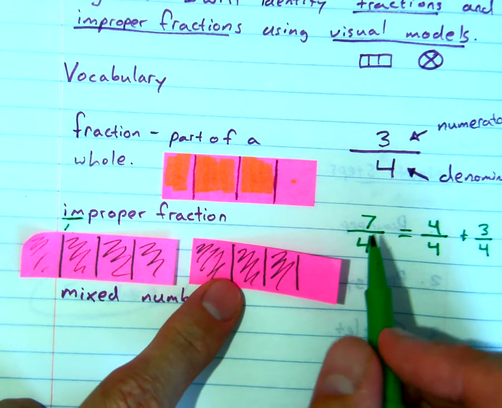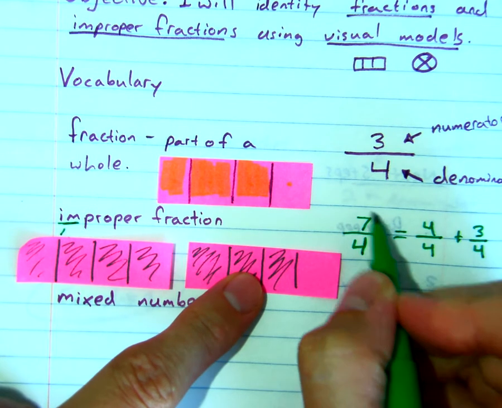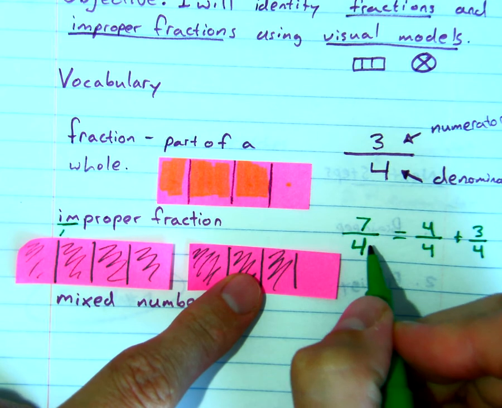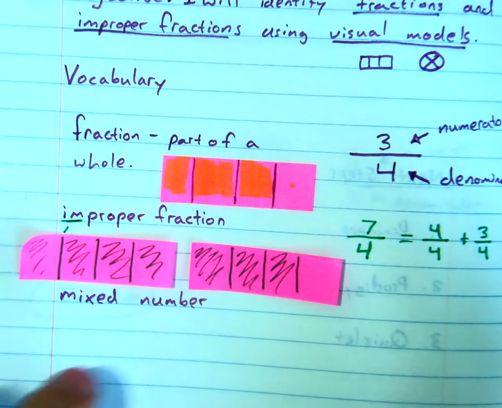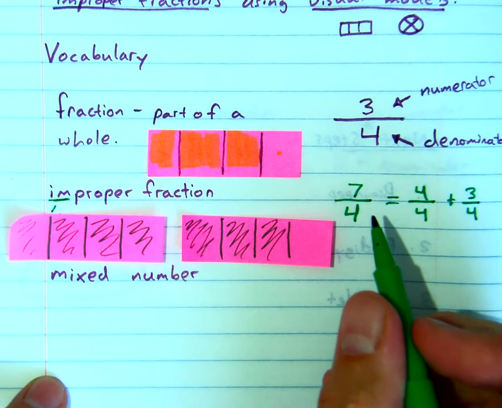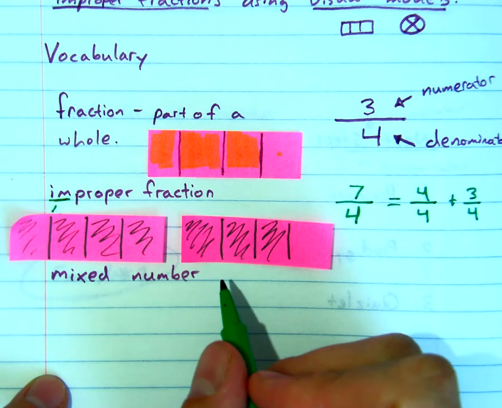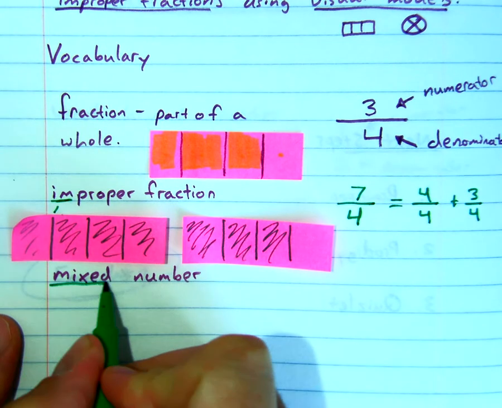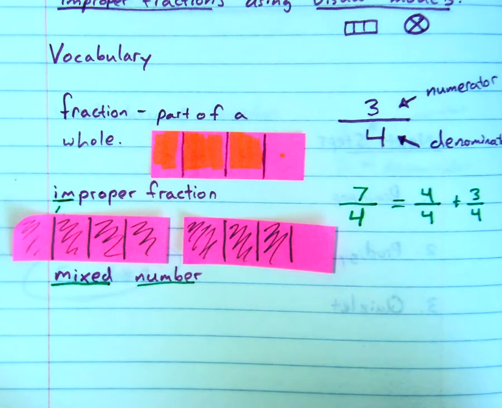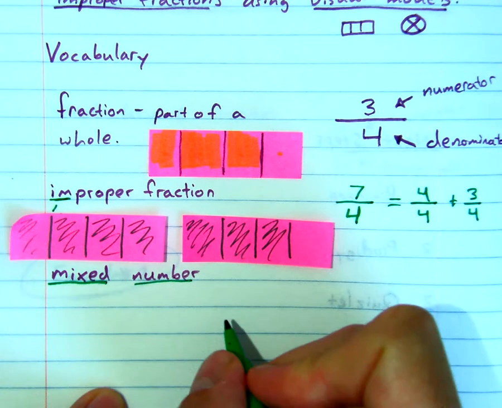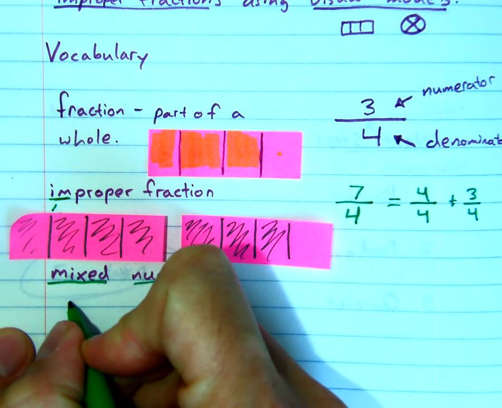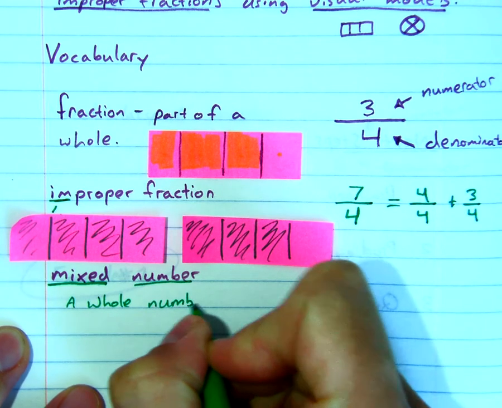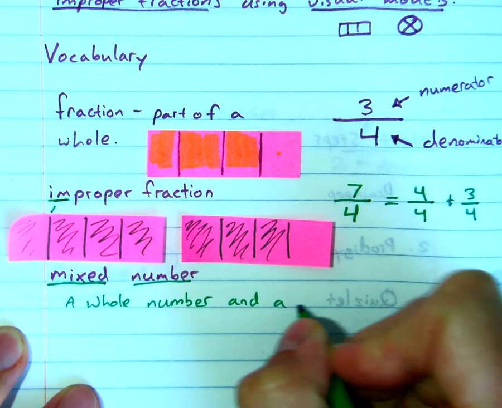This is an improper fraction because the top number is bigger than the denominator. When the numerator is bigger than the denominator, it's improper. All right, and let's utilize the same improper fraction and visual model here to talk about a thing called a mixed number. Can you say with me, mixed number? Now, a mixed number typically has a whole number and a fraction.